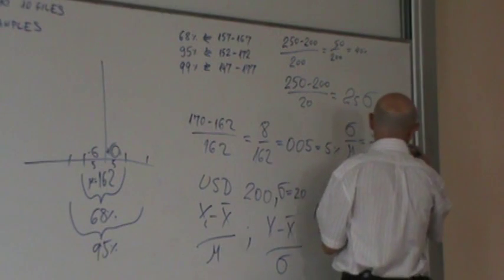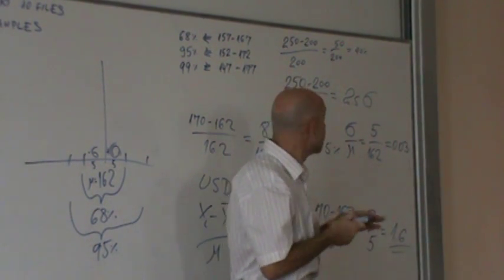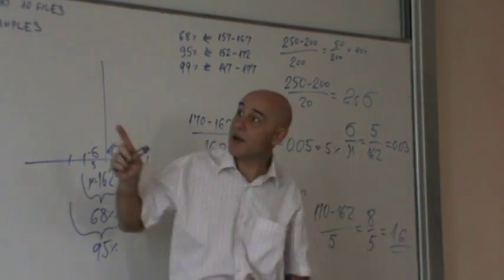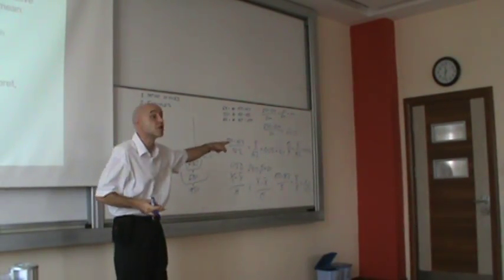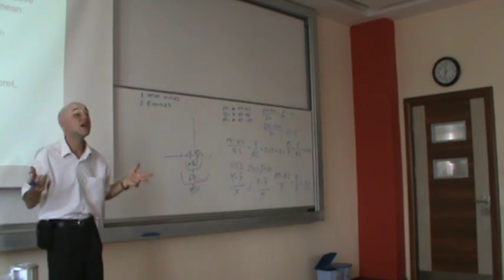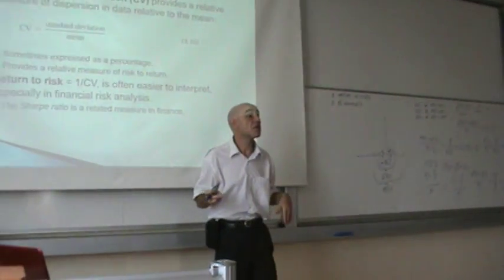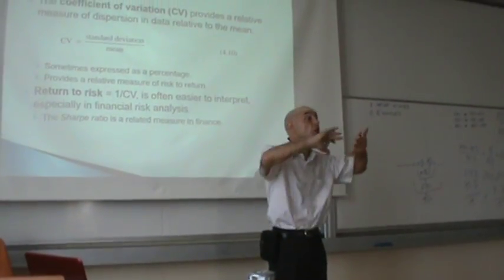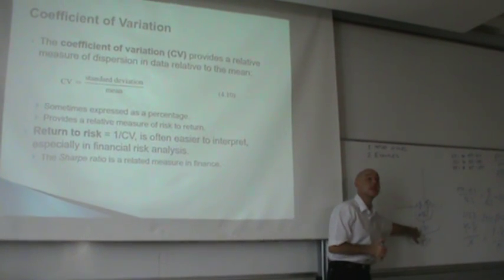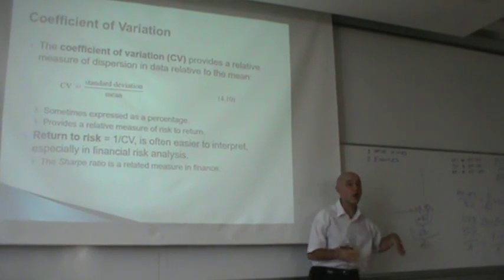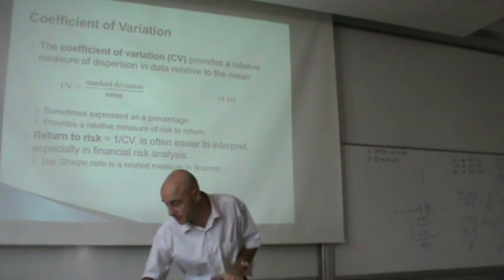I don't know, 0.03. Okay, so the coefficient of variation will be 0.03, which is the same as 3%. Okay, so a 3% difference will enclose again the same 68%, as long as the distribution is normal.